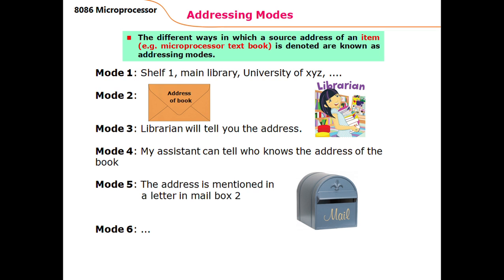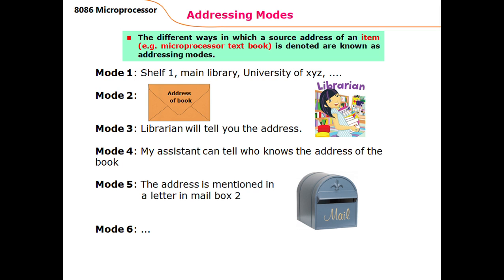For example, one way is to write shelf 1, main library, University of XYZ; that is the address of the book. Another method can be to write the same address on a piece of paper, put it in an envelope, and give that envelope to someone, and write on the envelope the address of the book. So that is another way to tell the address of the book. There can be a third way: to tell someone that the librarian will tell you the address of the book. So just go to the librarian and the librarian will tell you where the book is.